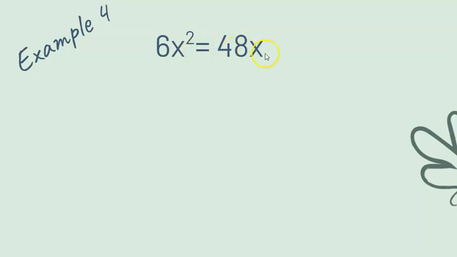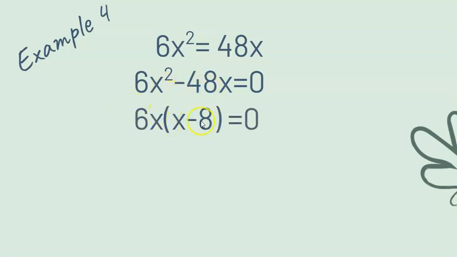So I'm going to start, because it's not equal to 0, by subtracting the 48x, and I will get a 0 on the right hand side when I do that. And then again, I'm looking for a GCF. In this case, it'll be a 6x. That will leave me with x minus 8. This only leaves two things I need to set equal to 0. So I'm going to say 6x will equal 0 and x minus 8 will equal 0.